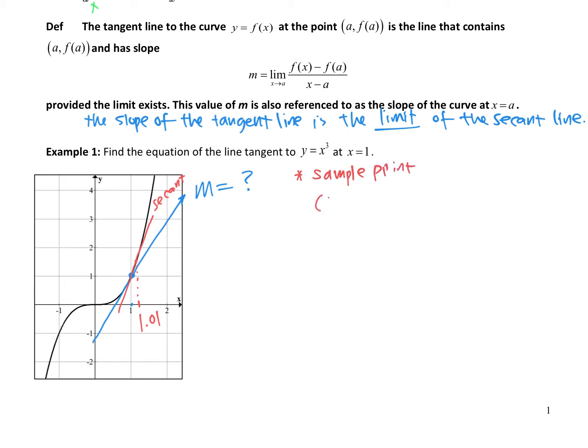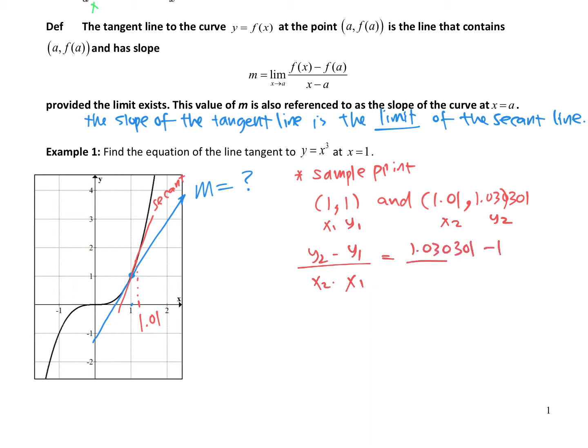So we have the point (1, 1). If I look at this point, the x value is 1, the y value is 1. And then we have a point at x equals 1.01. If I plug 1.01 into this, it's 1.01 cubed, and I get 1.030301. So basically, I want to find the slope going through this point and that point. Well, we know the formula, so this is x1, y1, x2, y2. So y2 minus y1 over x2 minus x1.